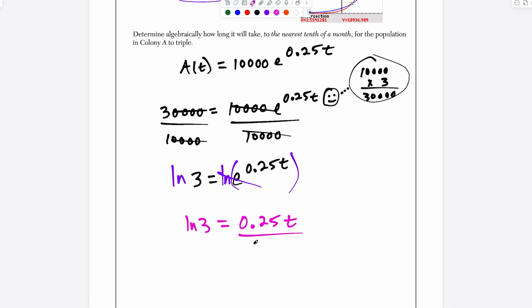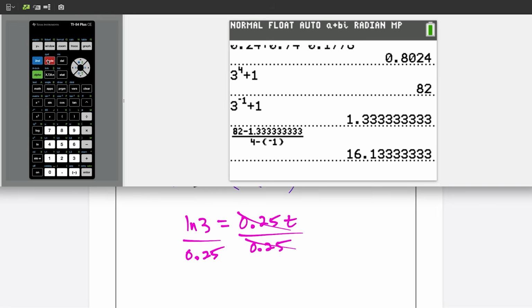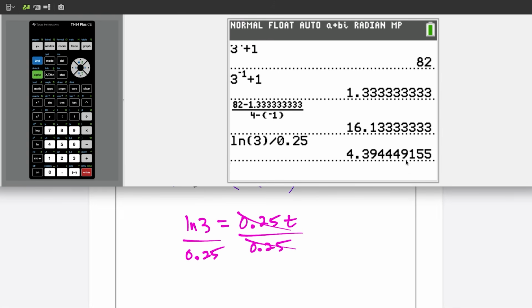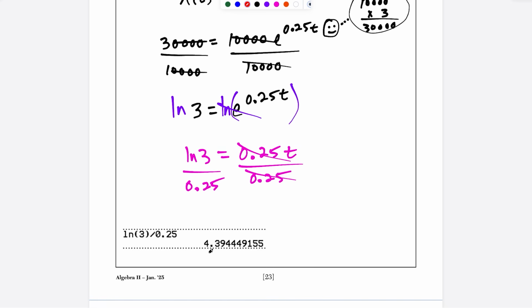And then to solve for t, we just divide both sides by 0.25. And for this one, we just have to remember that at the end, we're going to be rounding to the nearest tenth of a month. So we could go back to the main screen here, second mode, and we're going to press natural log 3, close the parentheses, and then divide by 0.25. We press enter, and this is the decimal that we need. So for our final answer to the nearest tenth, we look at the tenths place, which is a 3, and to the right is a 9. So we're going to round and say t equals 4.4. And this is our solution to the last part.